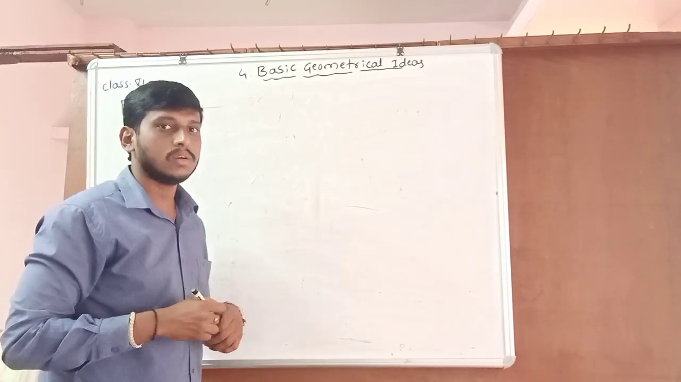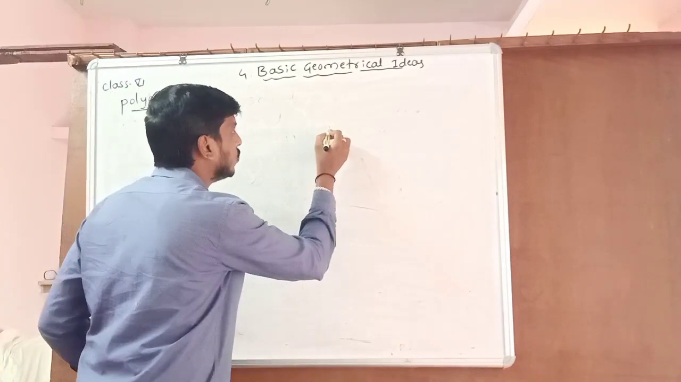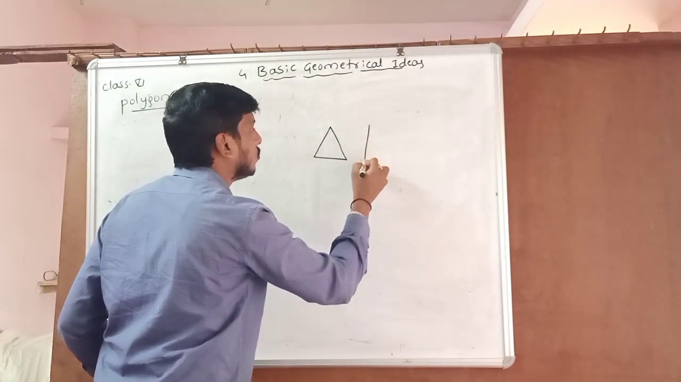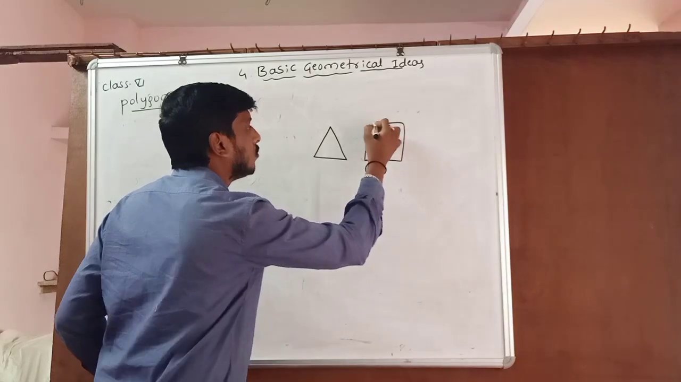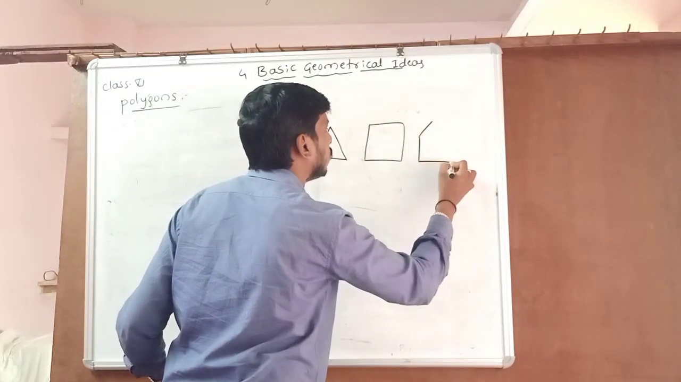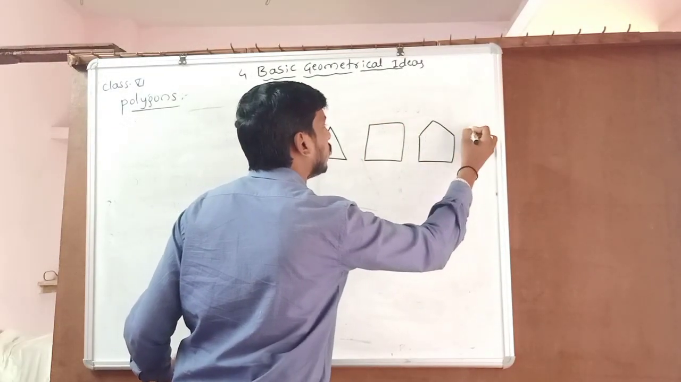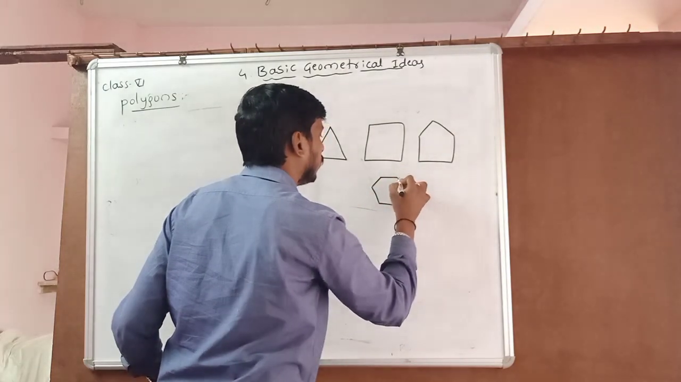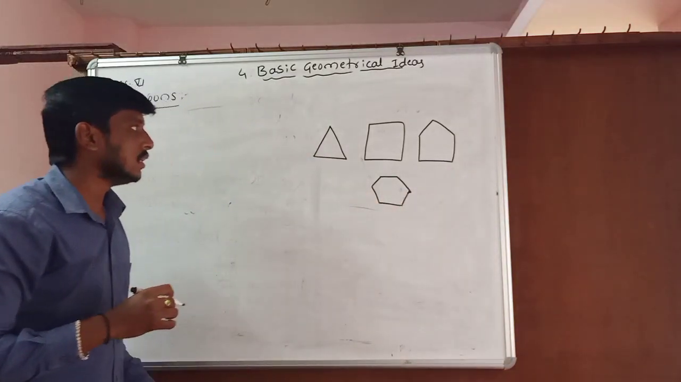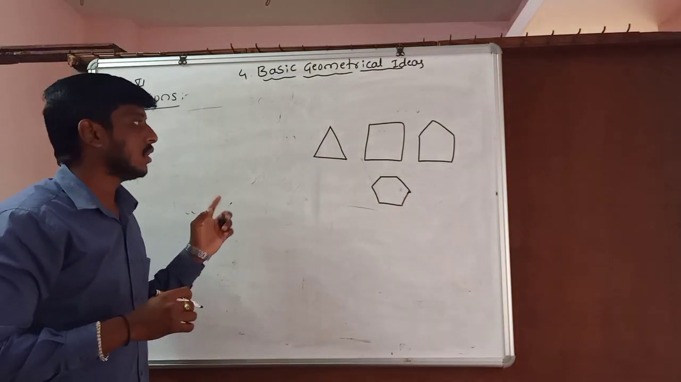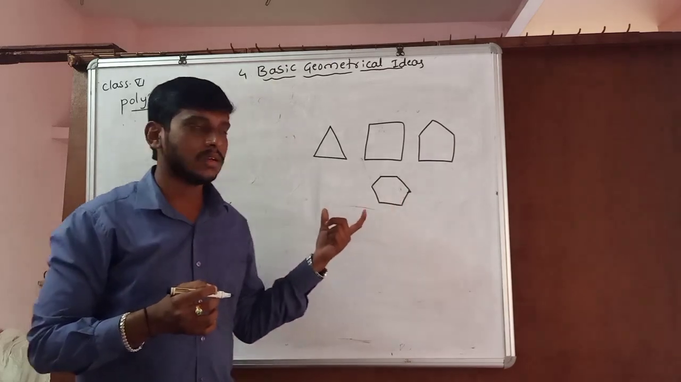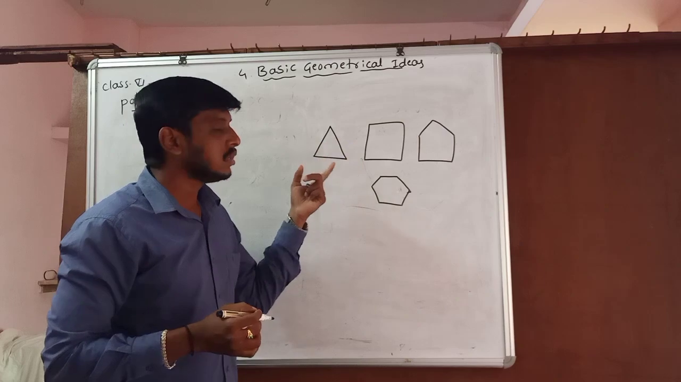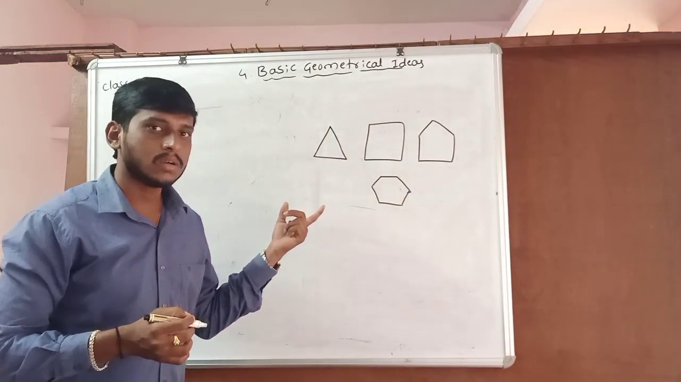Before going to polygons, I will draw the diagrams. Observe. So whether these are said to be curves. What type of curve are these? Of course, it is a curve. What type of curve? Simple closed curve. These are called simple closed curve, or you can say closed curve.